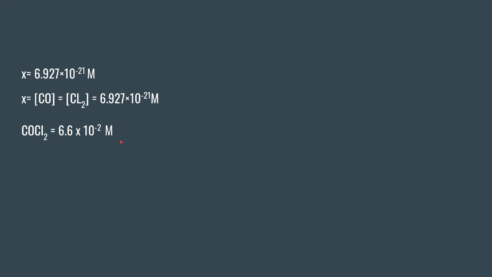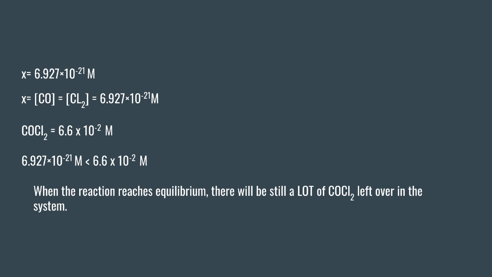And we can see here that 6.927 times 10 to the negative 21 moles is a lot less than 6.6 times 10 to the negative 2. Now, what does that mean for us? Well, it means that when the reaction reaches equilibrium, there will still be a lot of reactants left over in the system, since the equilibrium constant of 7.27 times 10 to the negative 40 is a super small number. So there's going to be a lot of reactants when the reaction reaches equilibrium. So this number right here means that the products won't have an effect on the normal equilibrium.